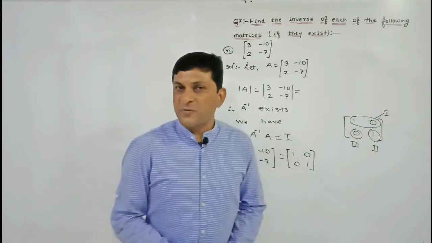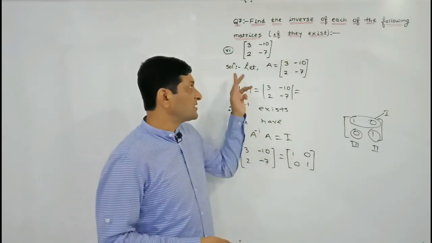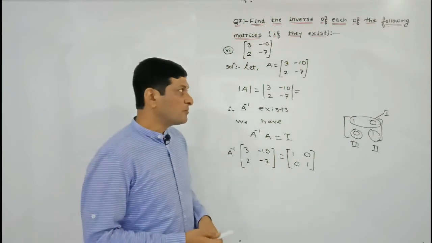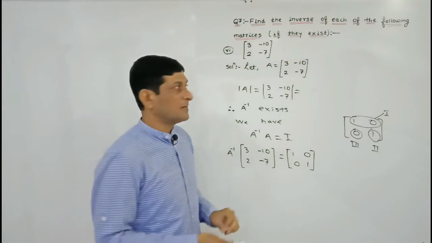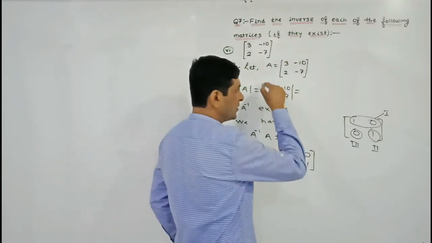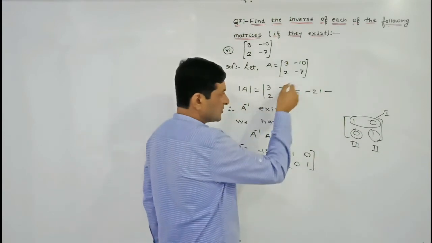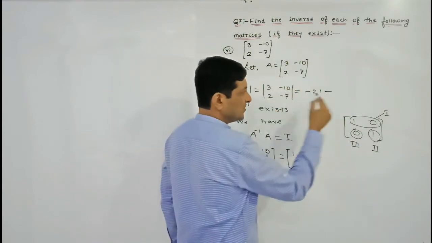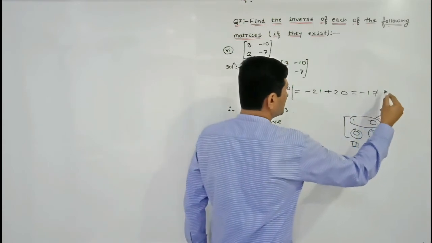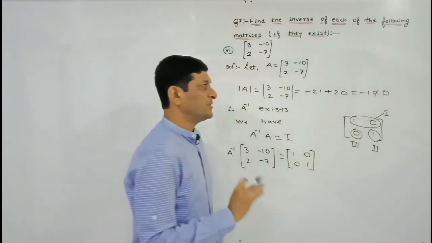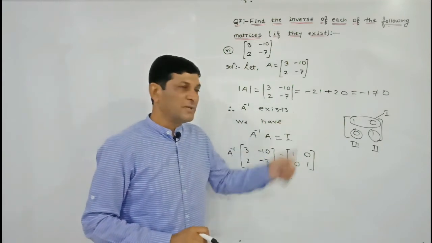Now let us try to find out inverse of this matrix applying column transformation. So first let us check what is the value of determinant of this matrix. Already we have written all the elements of this matrix in a determinant. So first take the product of diagonal elements, that is minus 21 minus this product of minus 10 and 2 is minus 20 minus, and this minus will become plus 20, which is equal to minus 1, which is not equal to 0. And since the determinant is not equal to 0, we can say that its inverse exists.